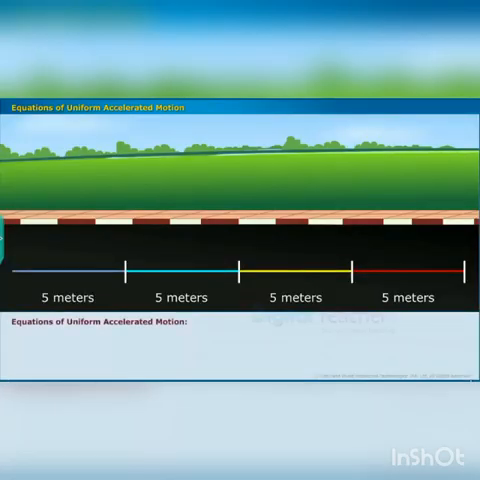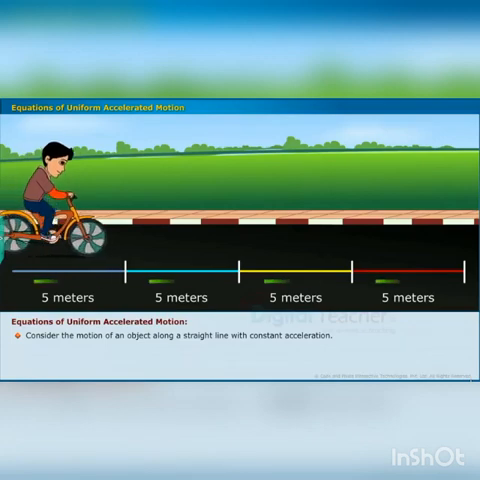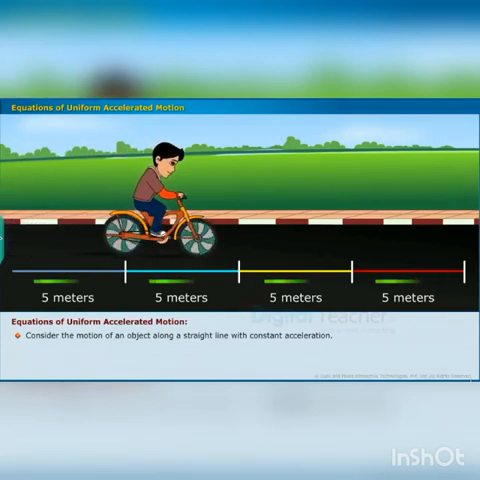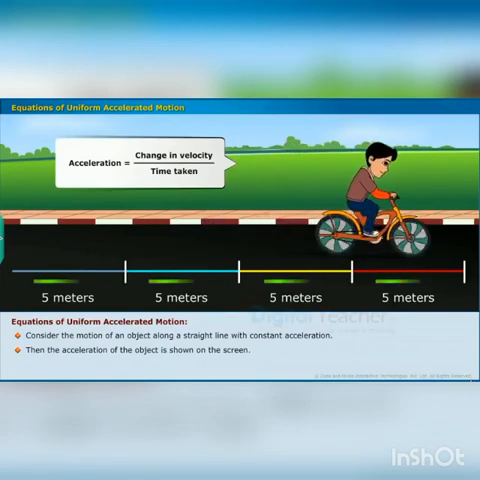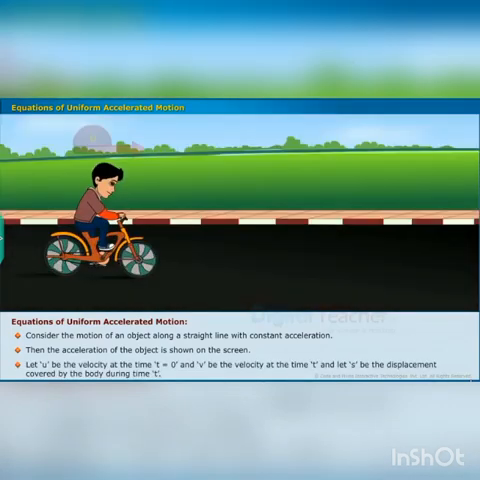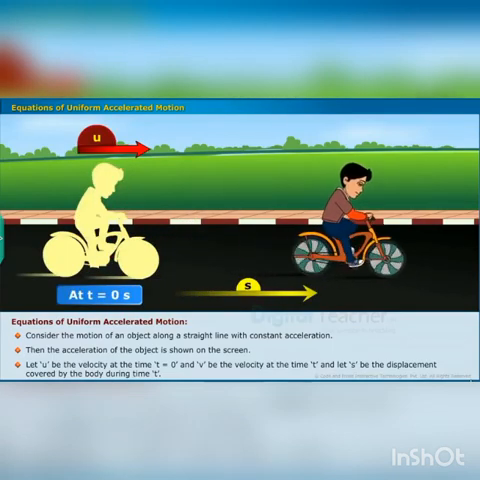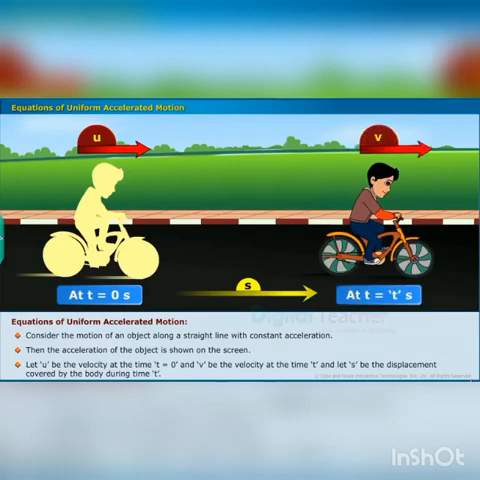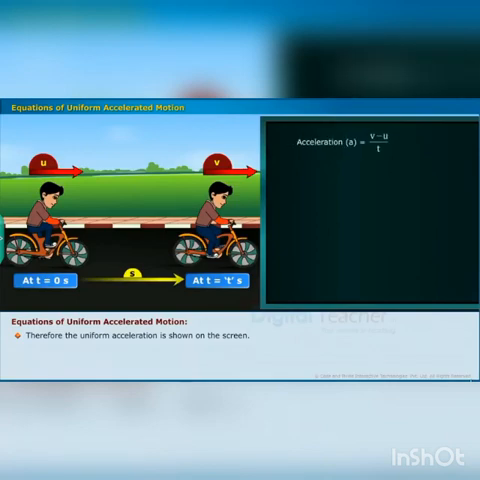Now, let us derive the equations of uniformly accelerated motion. Consider the motion of an object along a straight line with constant acceleration. Let u be the velocity at the time t equal to 0 and v be the velocity at the time t, and let s be the displacement covered by the body during time t.